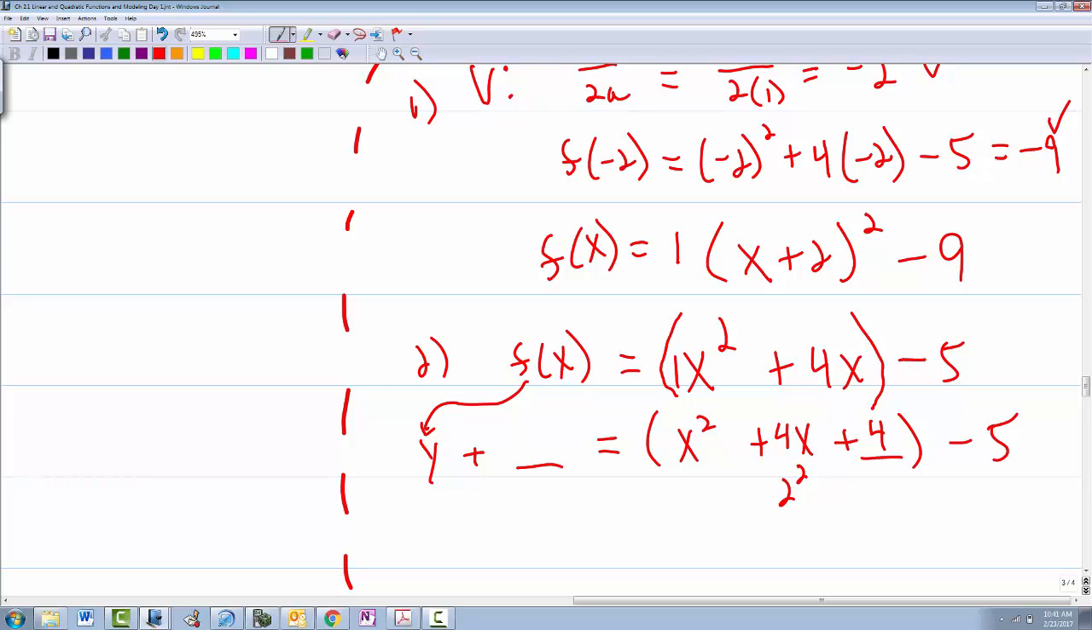But whatever I do to one side must do to the other. So what do I put here? This is the step that people always miss. They just get so focused on completing the square they violate the rules of equation balancing.